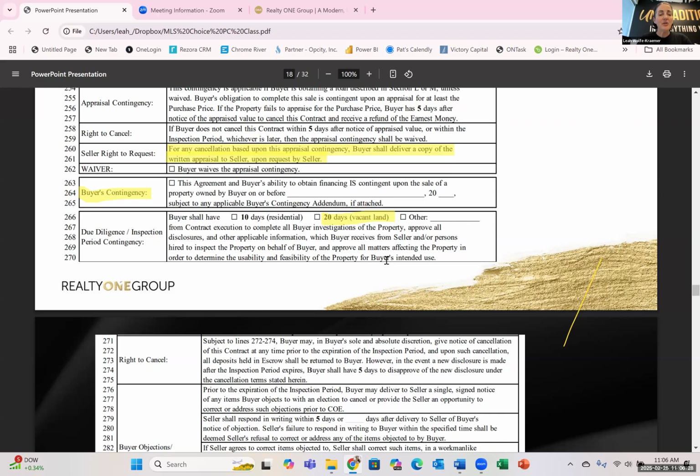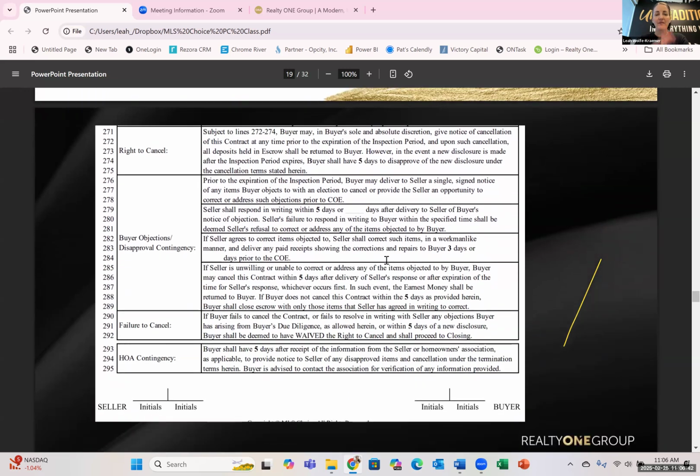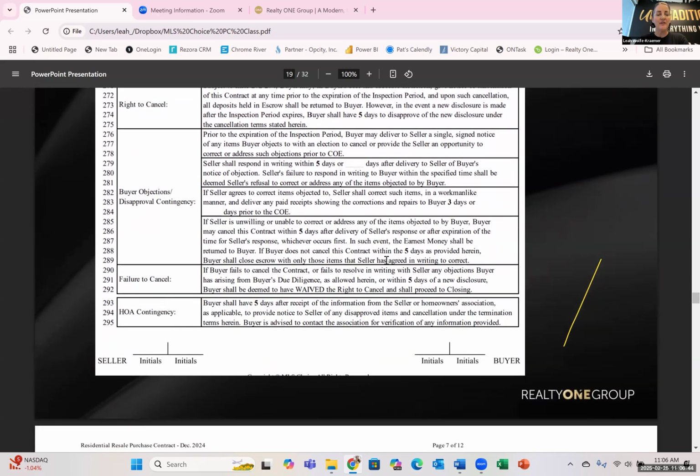The due diligence inspection period. Okay, so 10 days for residential, typical, that's what we've got now, but 20 days for vacant land. So again, if you want more time, just make sure that you're addressing that because that is a change from the AAR contract. Same stuff, right to cancel, 5 days to disapprove, all the normal stuff.